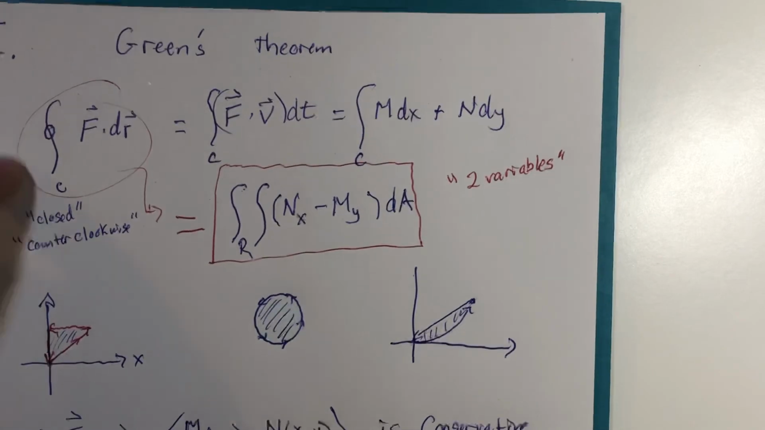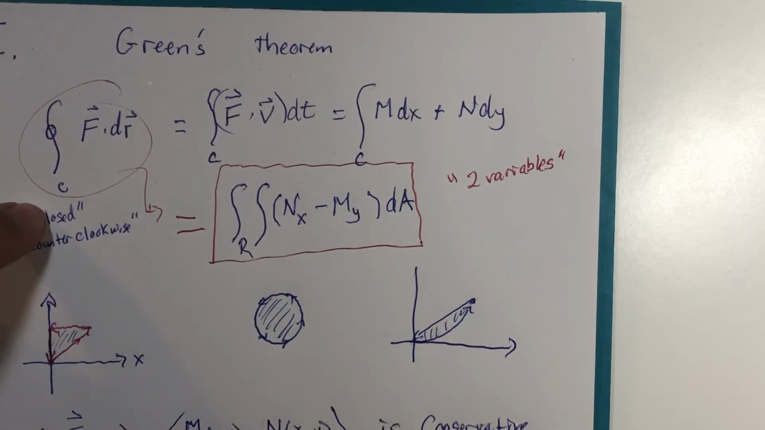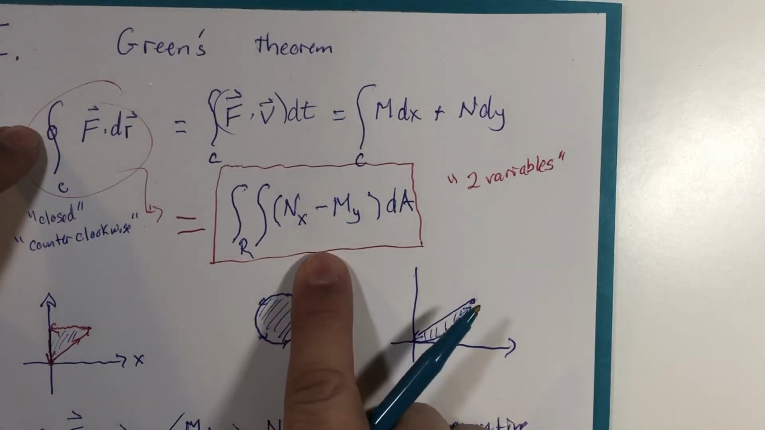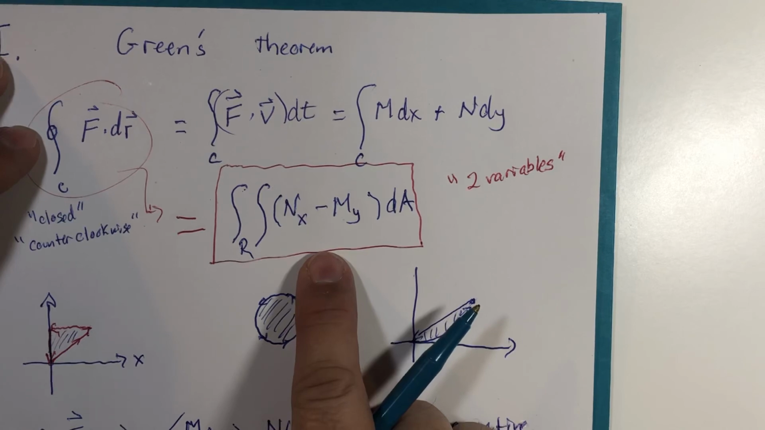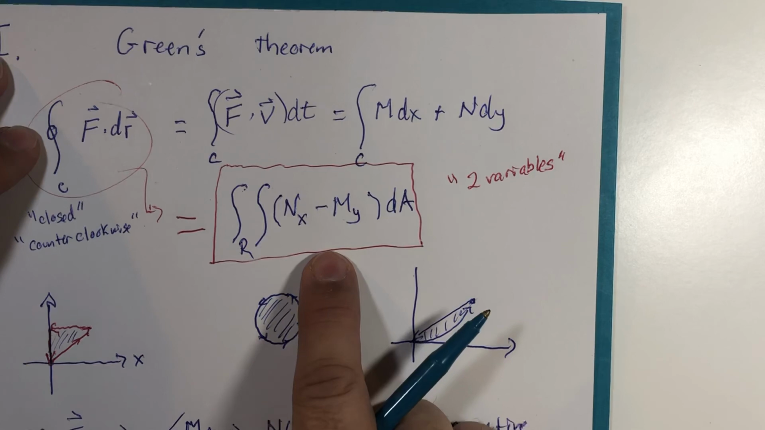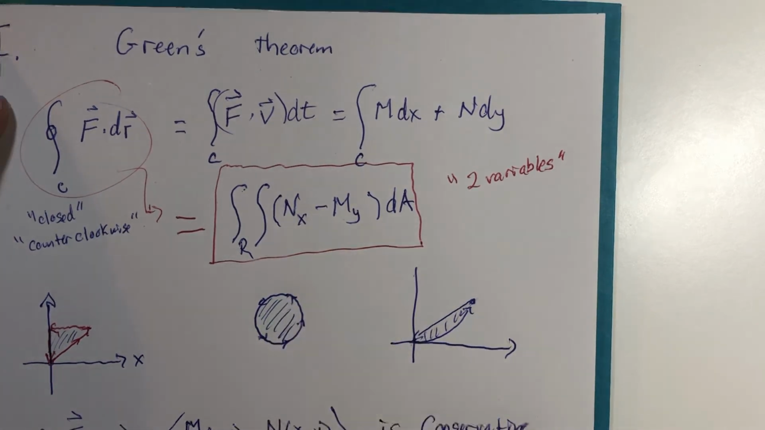So, calculate work in a closed counterclockwise loop. Green's theorem will be for cases where that closed loop or circuit did not have a conservative vector field. This is really to help us with the not conservative vector field examples.